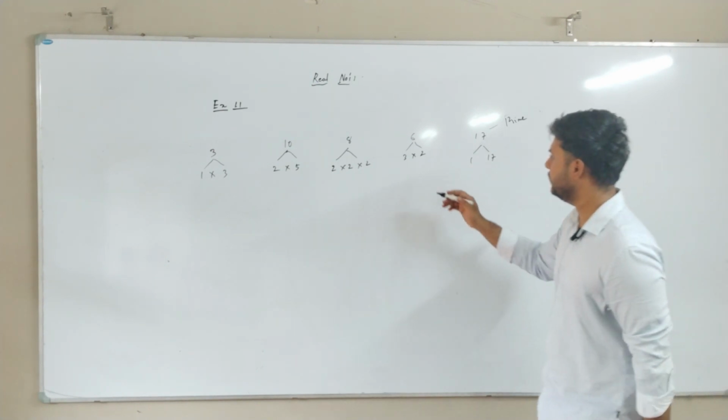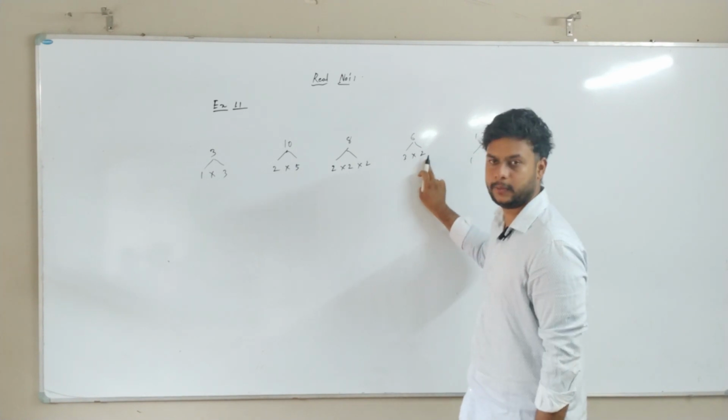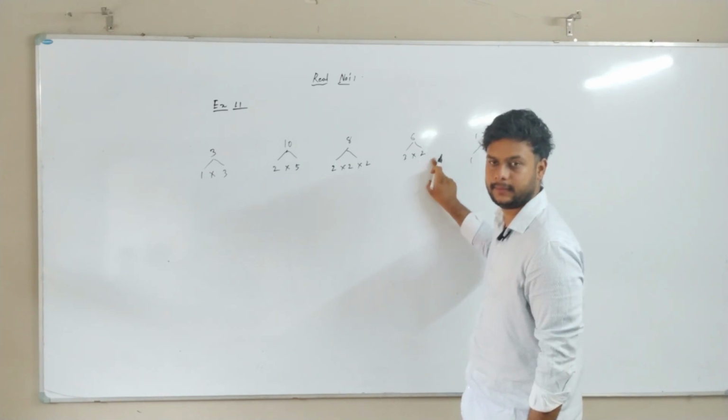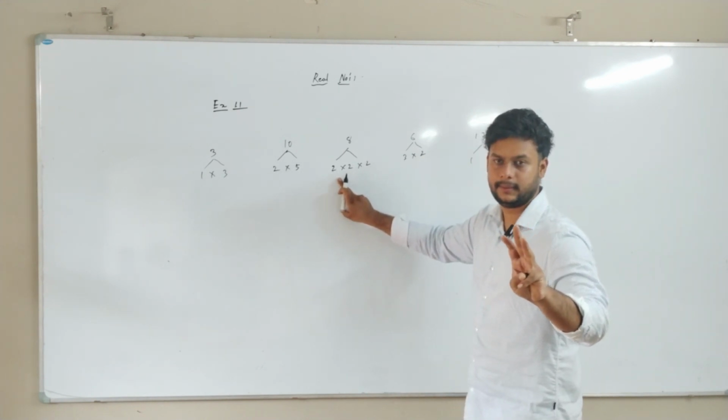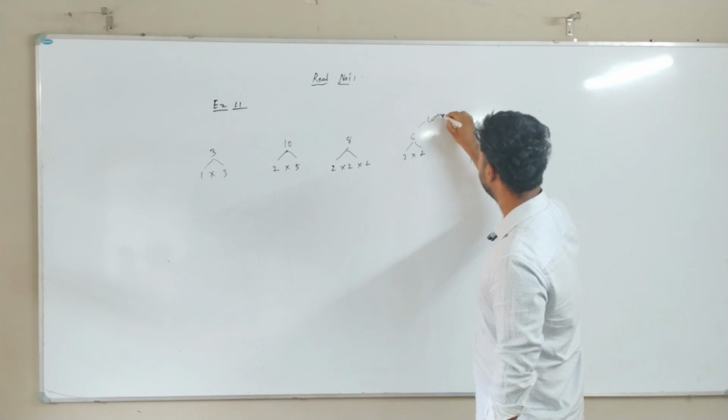Now, composite number means more than one factor is there, or no? 3 into 2, two factors are there. How many factors are there? So these are our composite numbers. Composite.